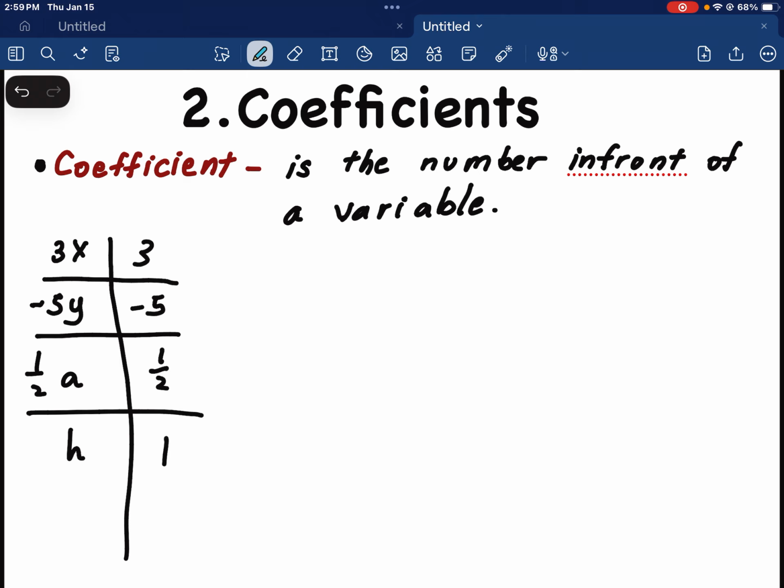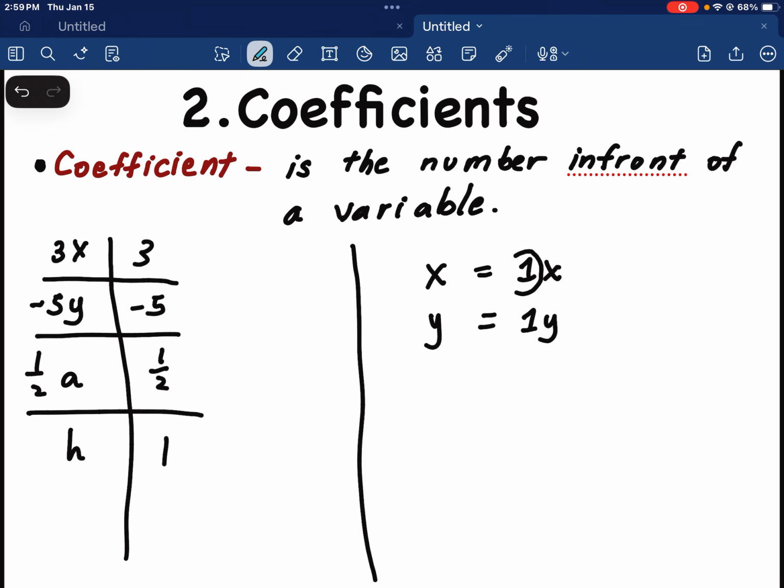Let me explain in more detail on this one. If you see a variable by itself, for example, x, this actually means 1x. If you see a variable y, this actually means 1y. So that's why when you see a variable by itself, the coefficient for that variable is always 1.